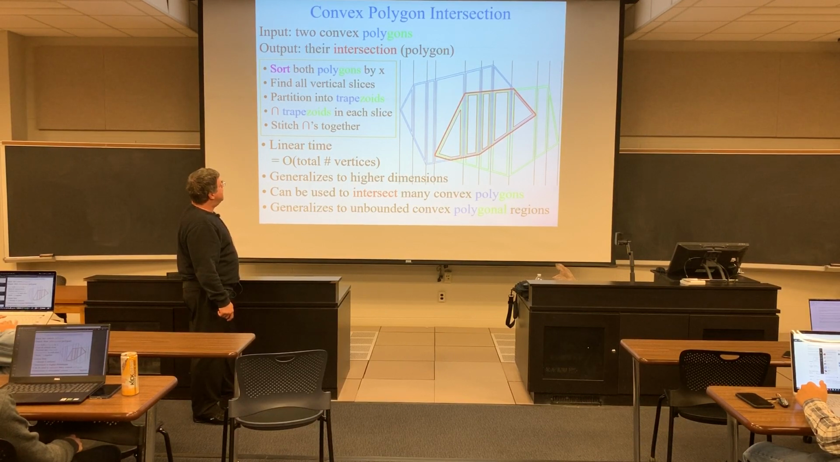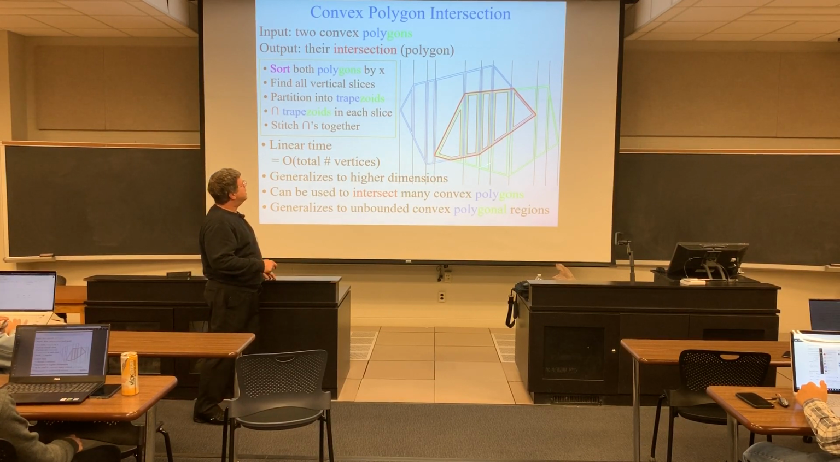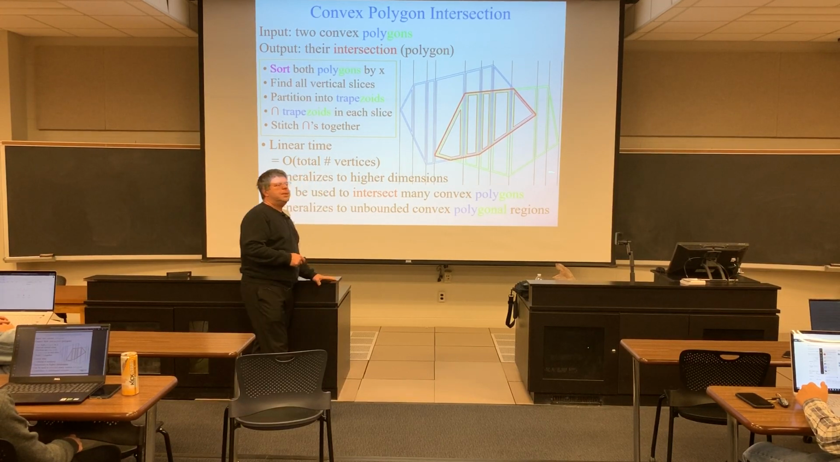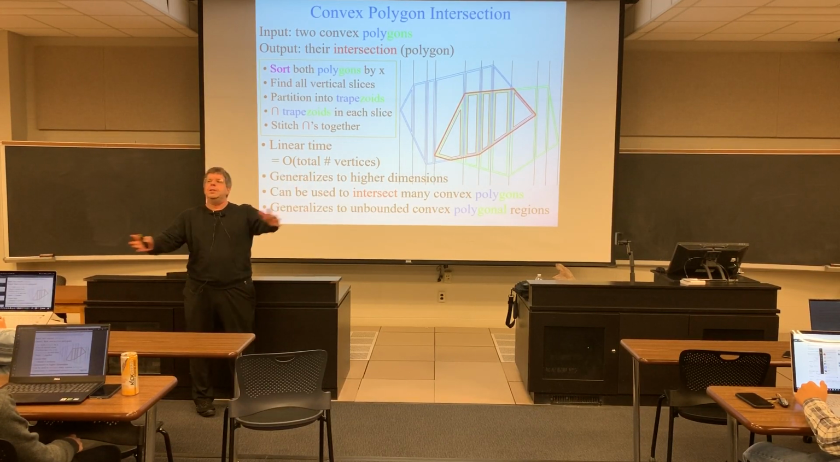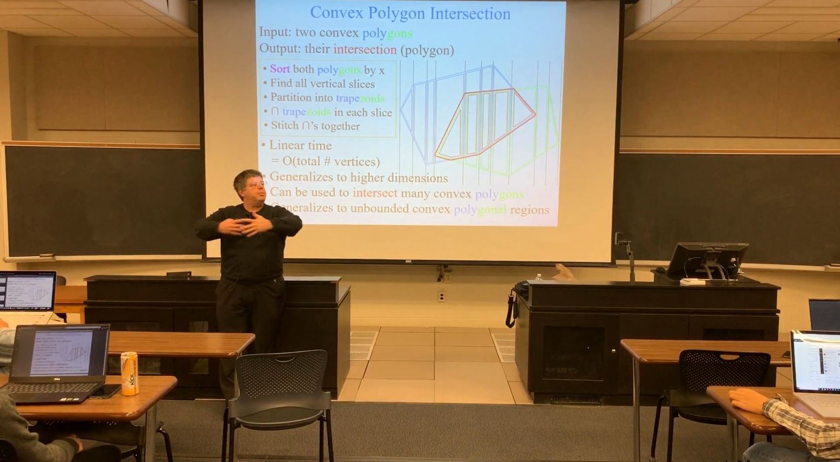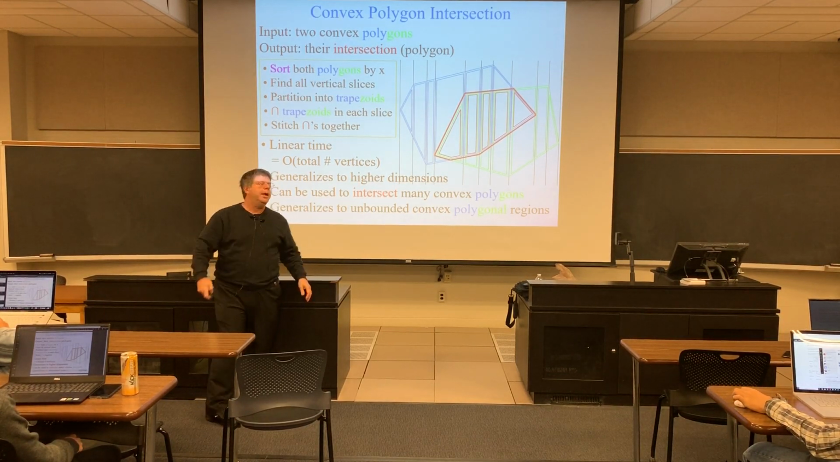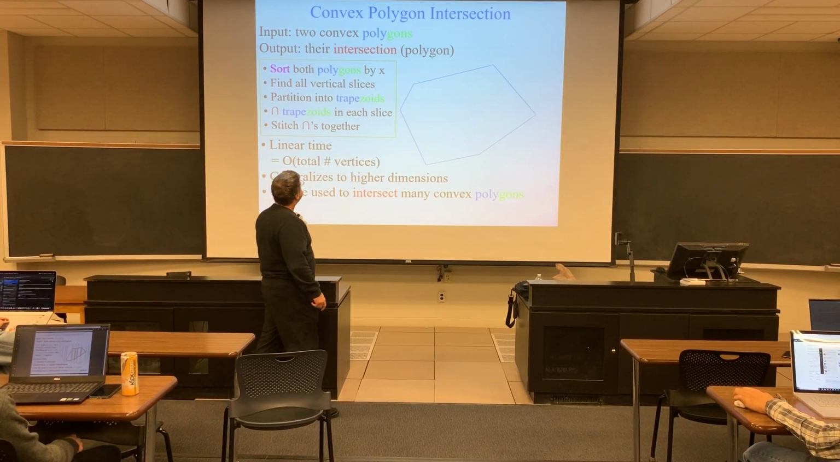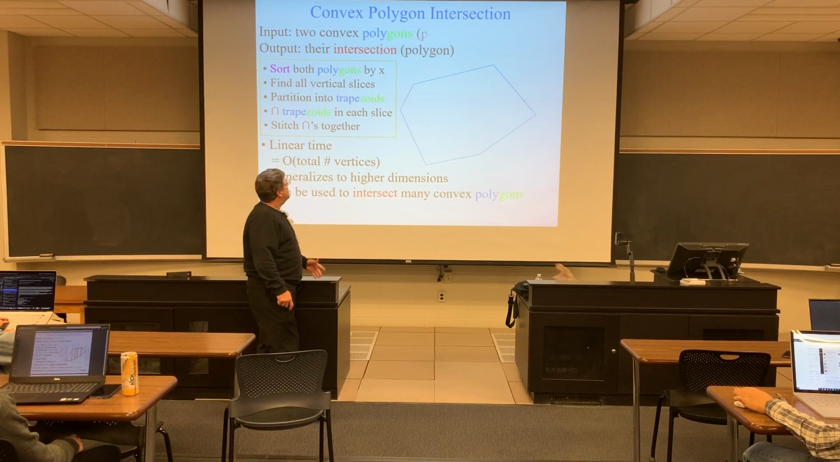This method also generalizes to unbounded polygons as long as they're convex. Unbounded means they go off to infinity in some direction, potentially, as opposed to being completely enclosed in a finite area. So let's see how the unbounded one works. Pretty much the same way, but let's just go through it.